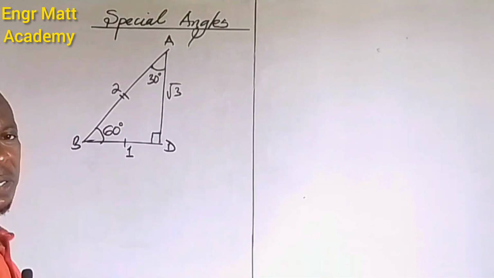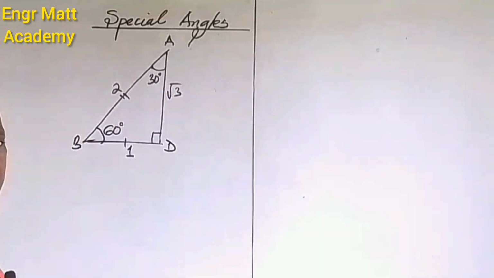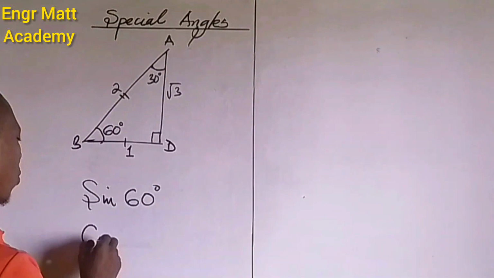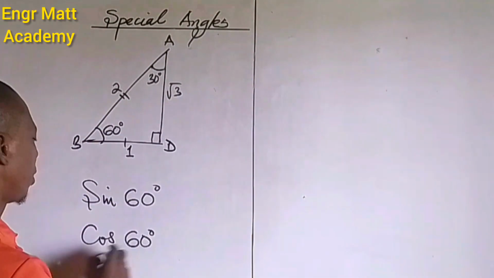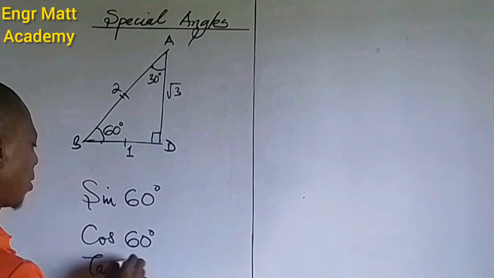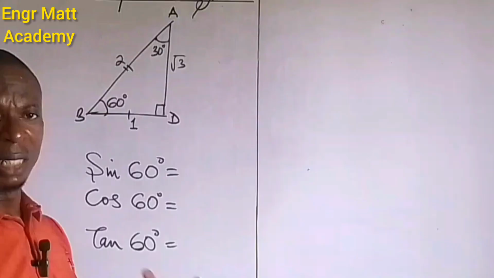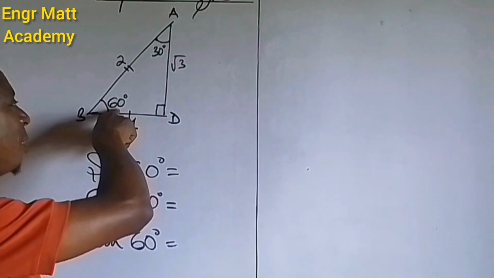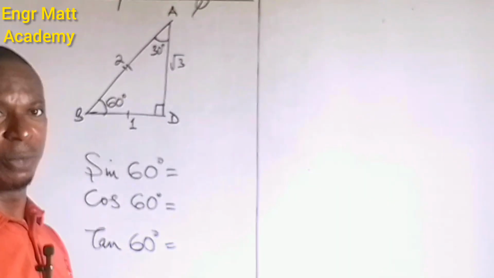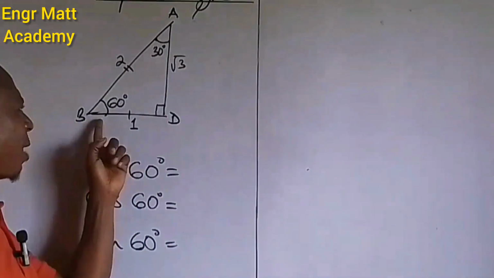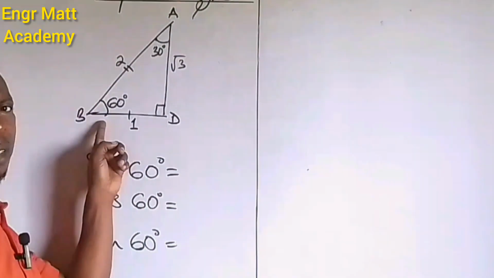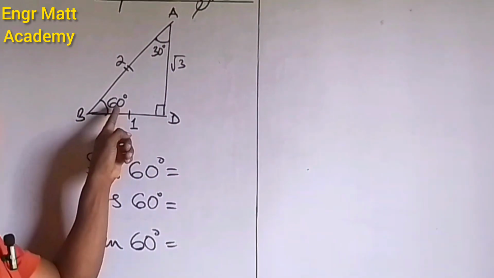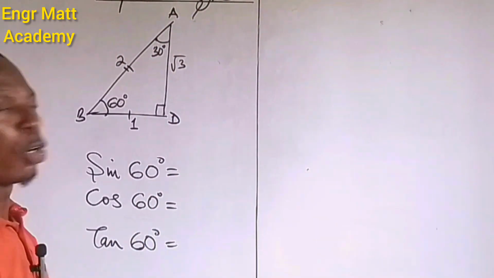So we are still using the same triangle to define sine 60 degrees, cos 60 degrees, and tan 60 degrees. Now that our interest has shifted from 30 degrees to 60 degrees, some things have also shifted. For example, which side faces this angle 60? Now this side AD faces this angle. So AD now becomes the opposite.